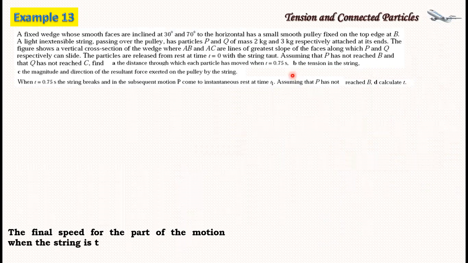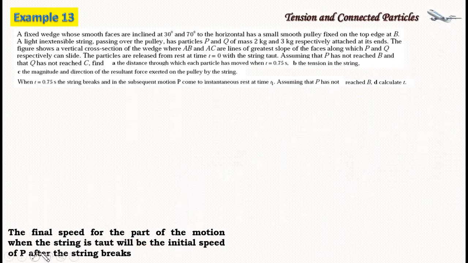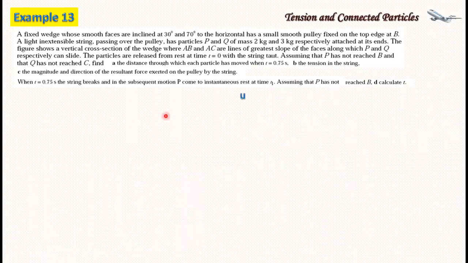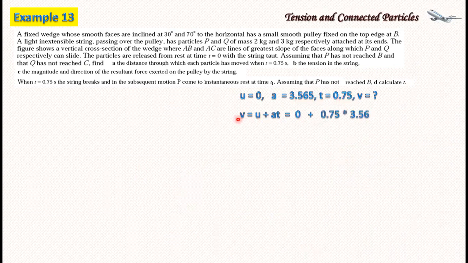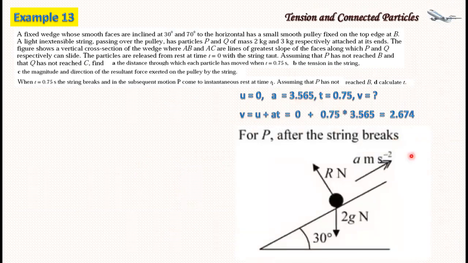The final speed of the part of the motion is when the string is taut. So when the string is taut, this will be the initial speed of P after the string breaks. So our u is equal to 0, acceleration is 3.565, t is 0.75. So we are calculating v. So that will be the value of v. So as you can see, this is what actually happens. So for P, after the string breaks, this is what we're going to have.